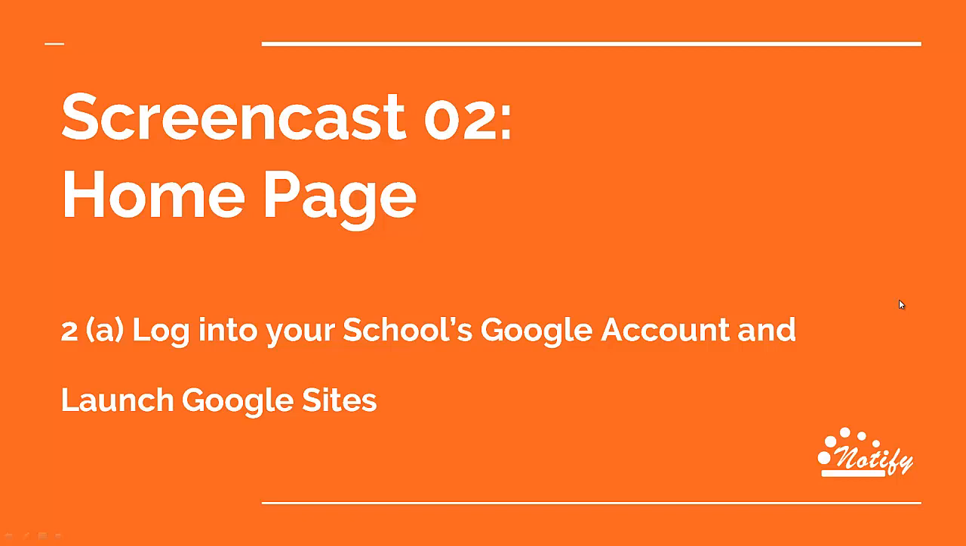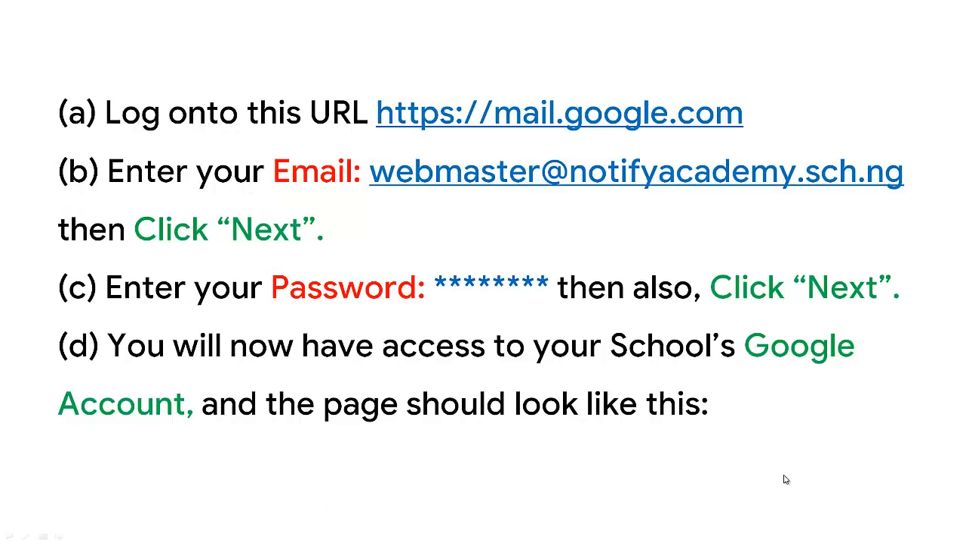So here we have what's called 2A. 2A is: log into your school's Google account and launch Google Sites. So what we're going to do now is move to the next slide. The objective of this video is to ensure that we can log into our school email and eventually launch Google Sites, because that's what we're going to be using.